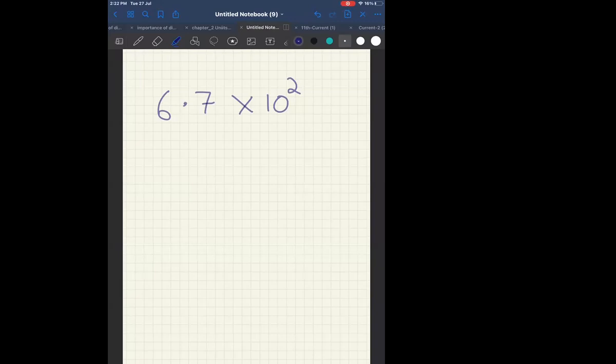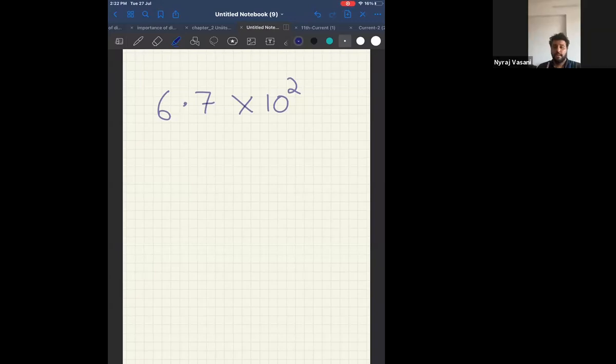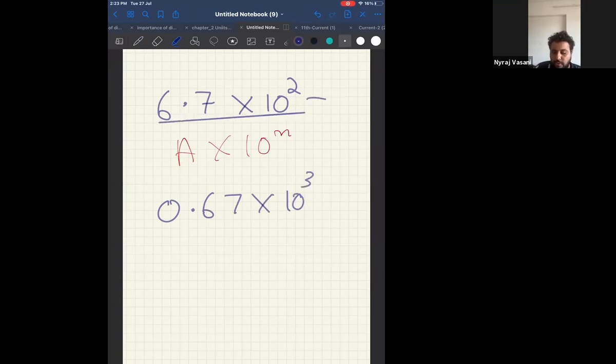Got the answer? Now, first, compare with the general form. What is the general form? a into 10 power n. Is it in the general form? Yes. Now, is the number between 0.5 and 5? No. Make it in that form. So can I say, I can write it as 0.67 into 10 power 3. Correct? Can I say 6.7 into 10 power 2 can be written as 0.67 into 10 power 3?